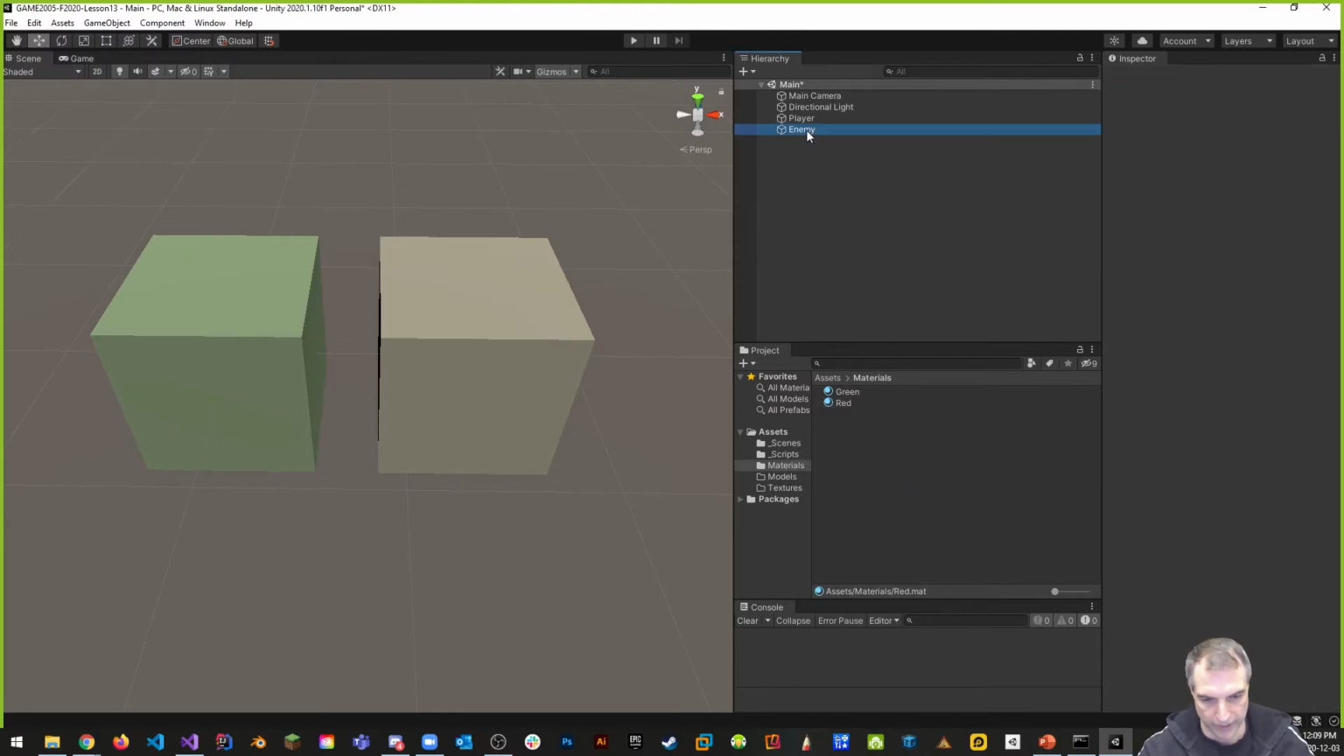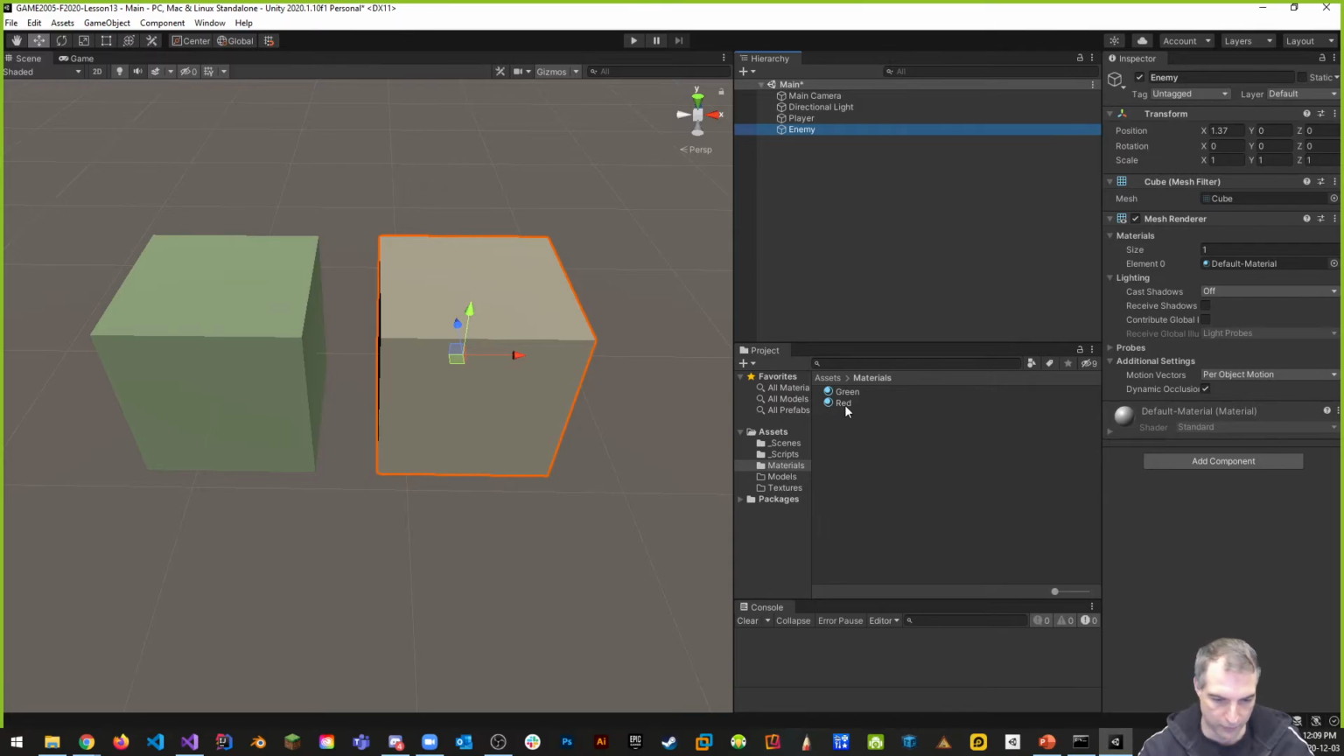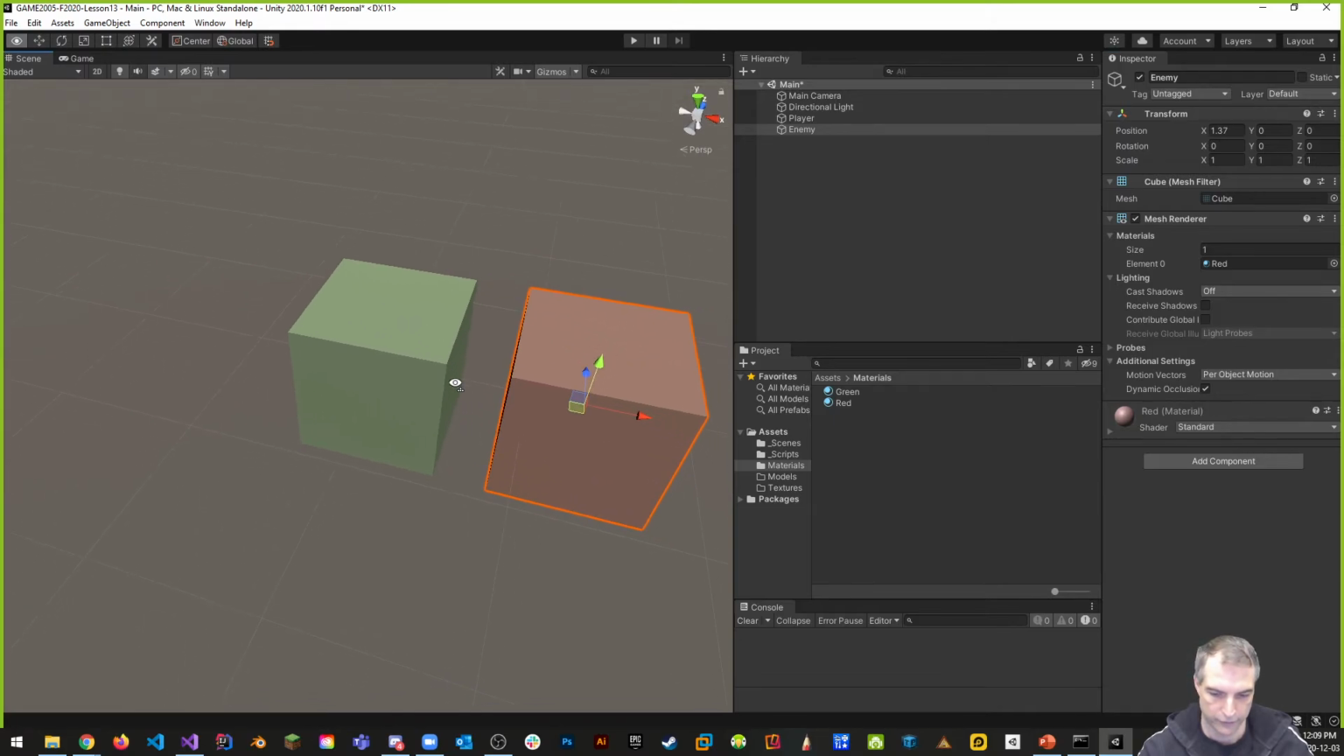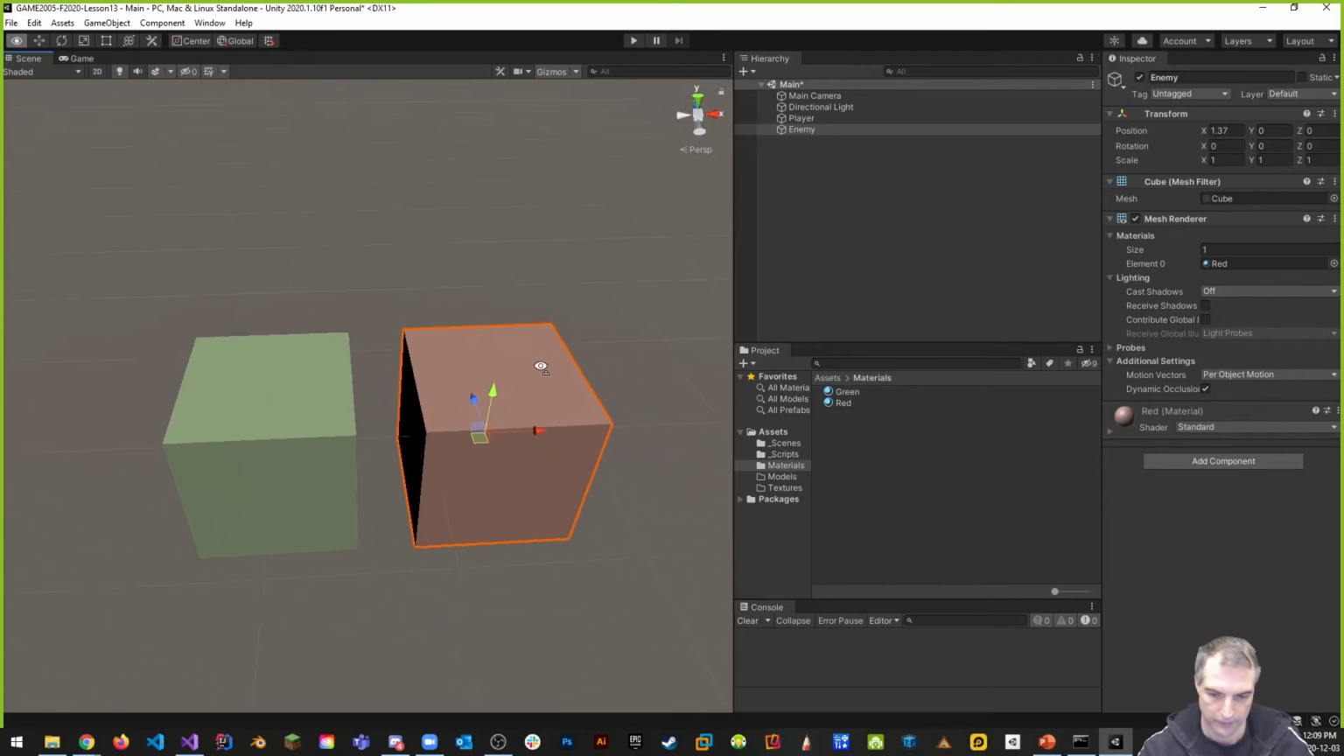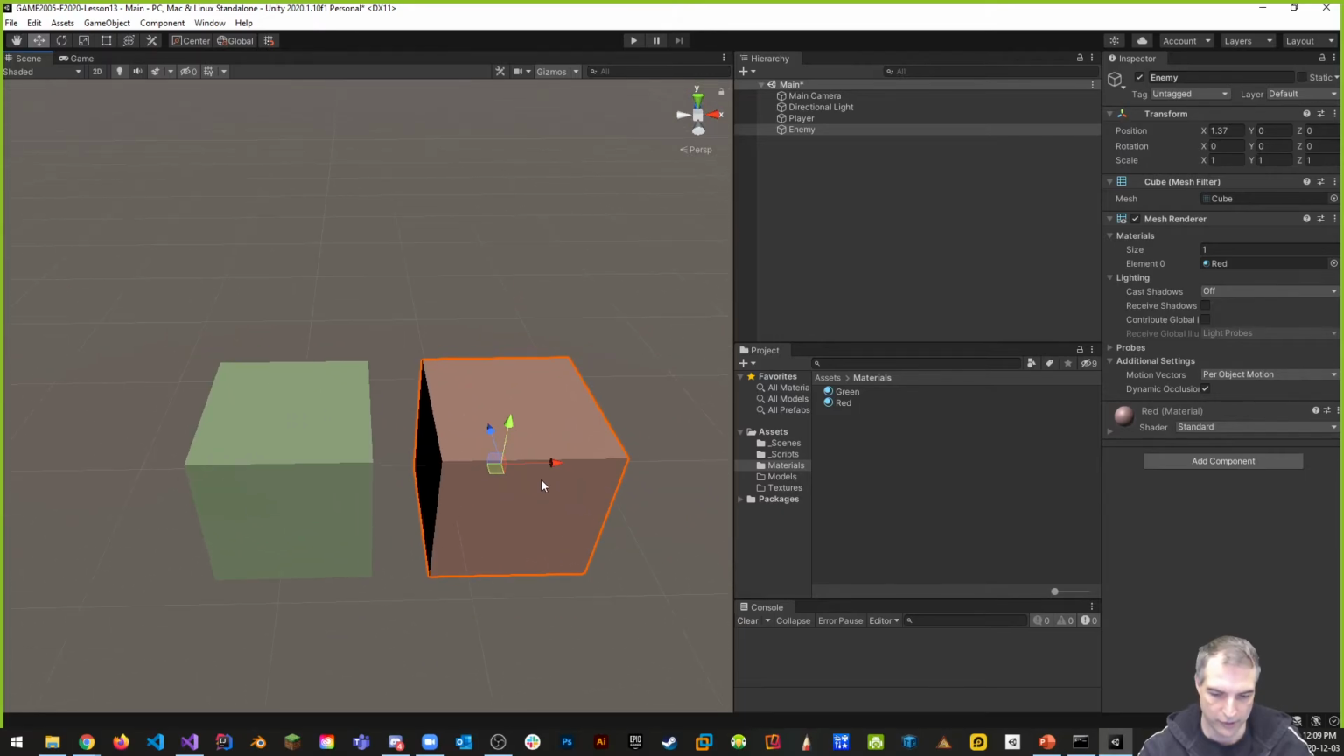All right, on the enemy, I'm going to drag and drop the red material onto where it says element 0 in the material section. So grabbing the red material, drag and drop. And now we see a red material and a green material. Wonderful. Now, here's what I want to do. This is going to be the test.